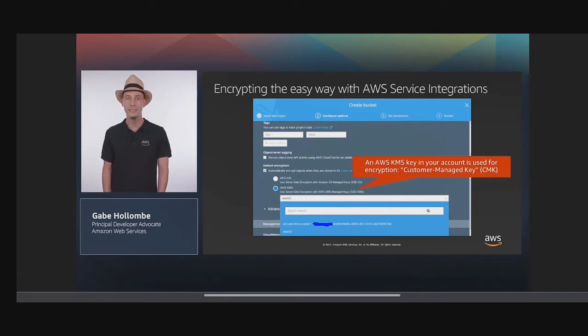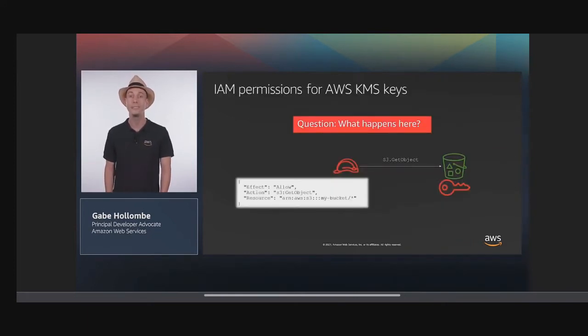There are some nice advantages to using KMS instead of letting Amazon S3 manage the key itself, because it means I have more control over who can access the key, and that access can be logged too. And so, assuming I've set up my S3 bucket to use a specific KMS key I created, what happens when someone tries to access data in the bucket?